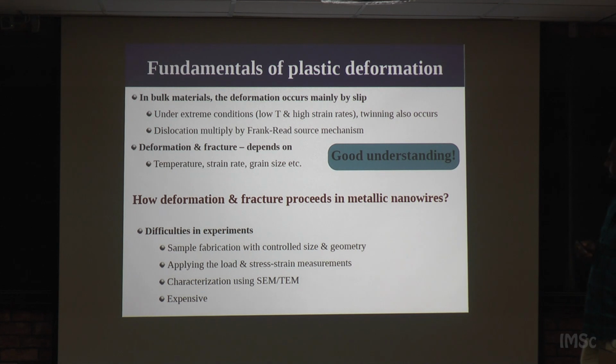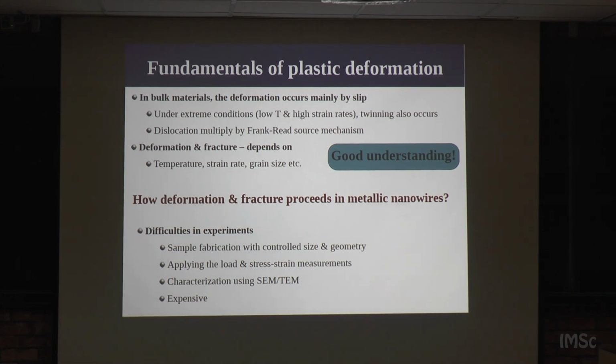I think all of you are aware that this Frank-Read mechanism is the main mechanism responsible for the multiplication of dislocations in a bulk crystal. Now, in these bulk crystals, the deformation and fracture depend on many parameters like temperature, strain rate, grain size, etc. And we all know the good things about these. But how do deformation and fracture proceed in metallic nanovoids?